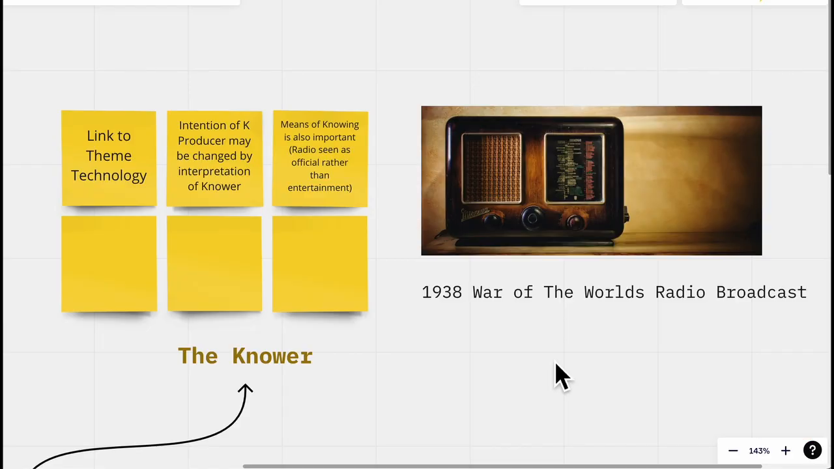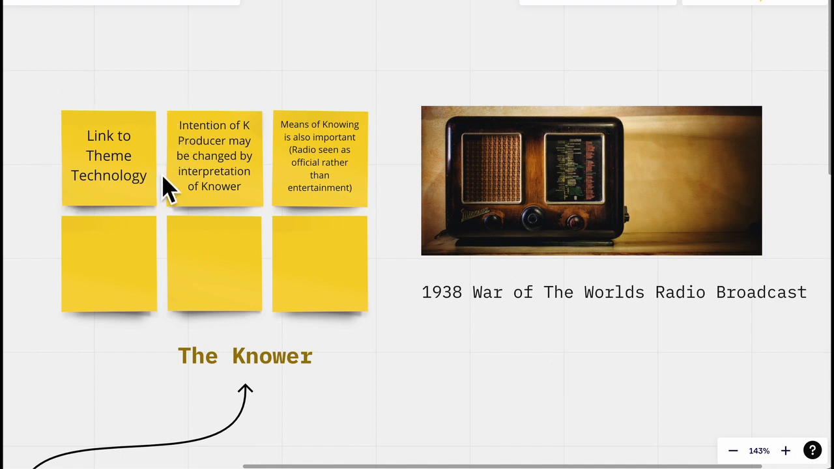So I'm presenting this object to demonstrate the knowledge claim that it is actually the knower who owns knowledge, not the producer, but the knower who owns knowledge. Because the intention of the producer of the knowledge may change when the knower interprets that knowledge.